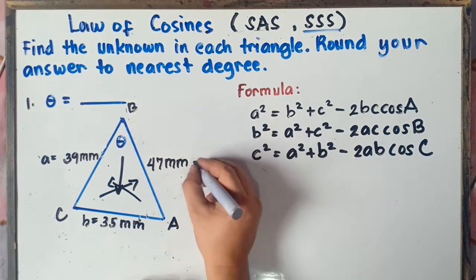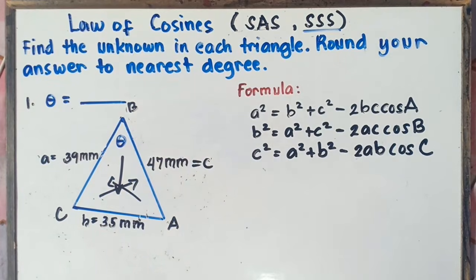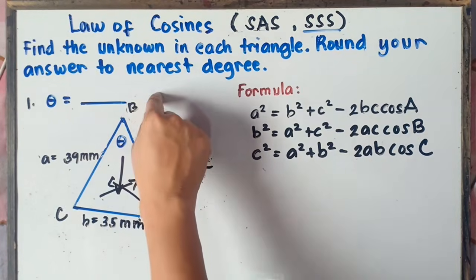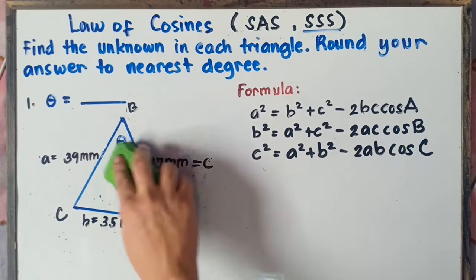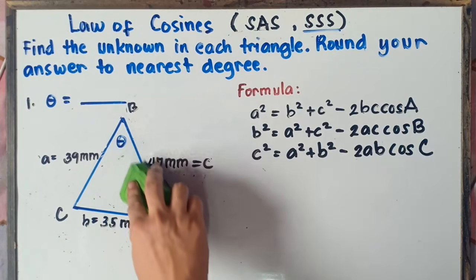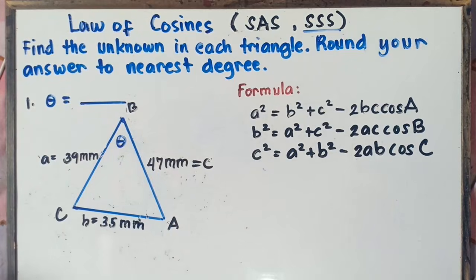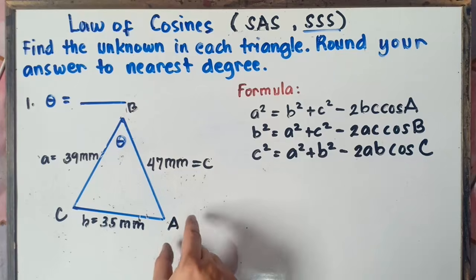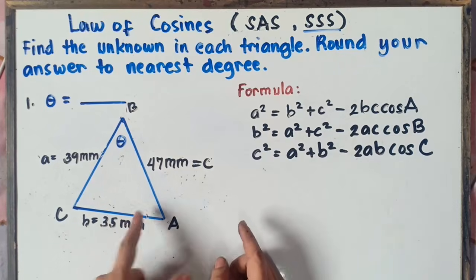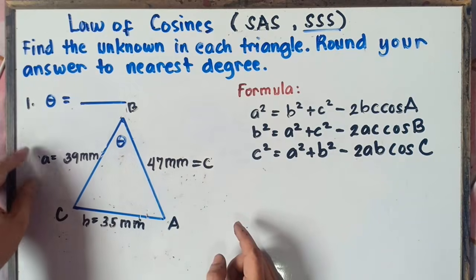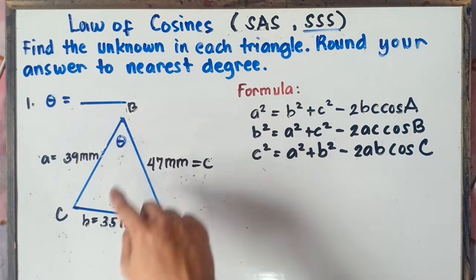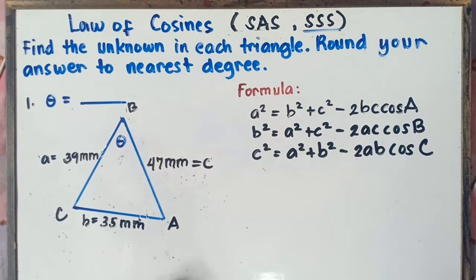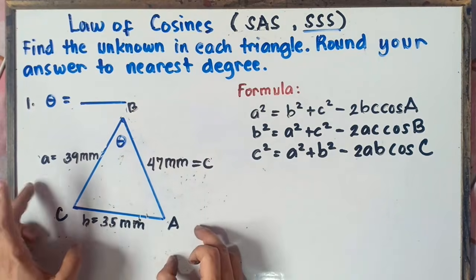Now, question, class. Can I interchange the angles a while ago? Can I make this one A, this one B, and this one C? Yes, that's actually okay. It's up to you which you prefer. Just remember that if this is your angle A, opposite of angle A is always side A. Opposite of angle C is always side C. Opposite of angle B is always side B.